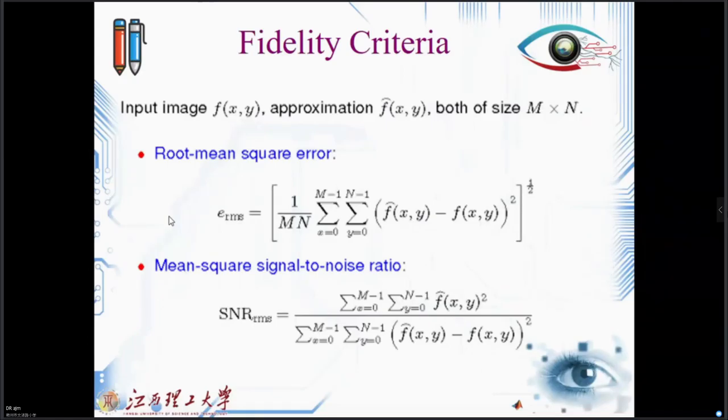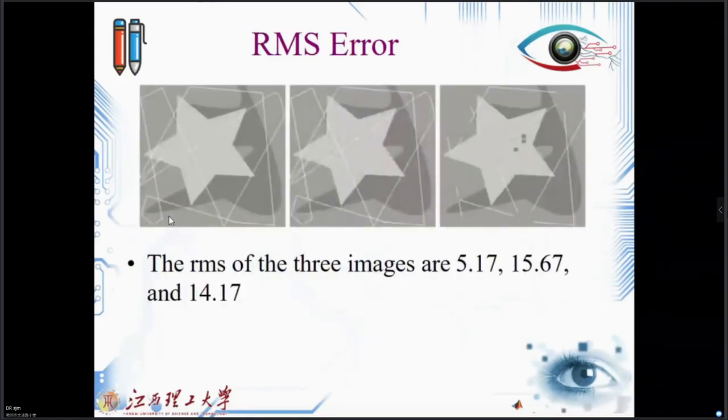Then the RMS error based on the calculated data redundancy can be 0.517 and 15, 0.67 and 14.17 as the RMS error.